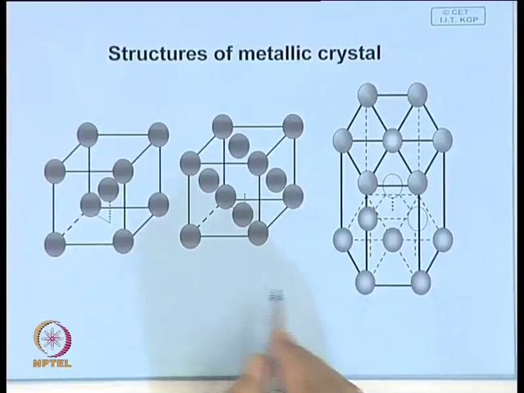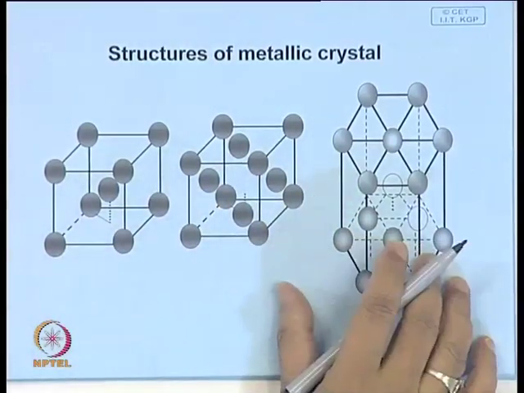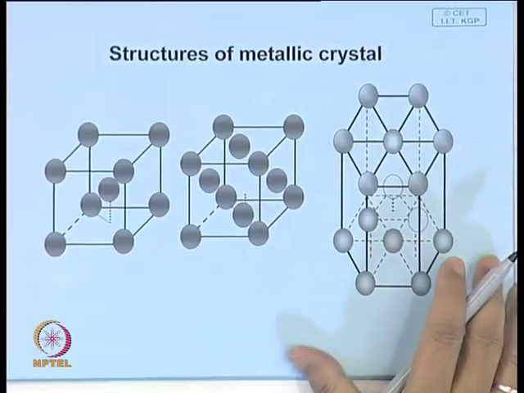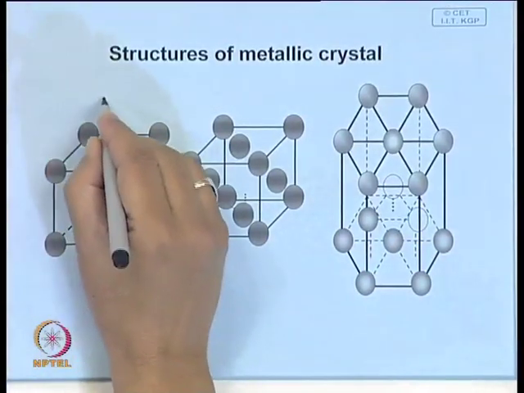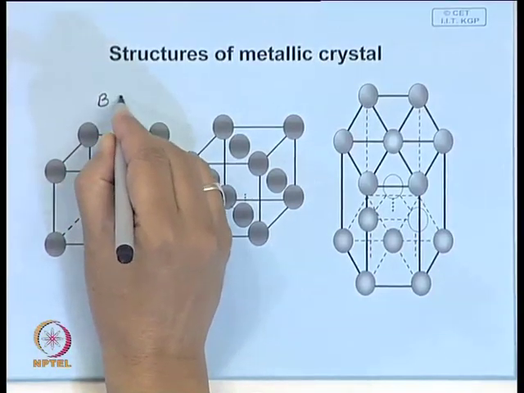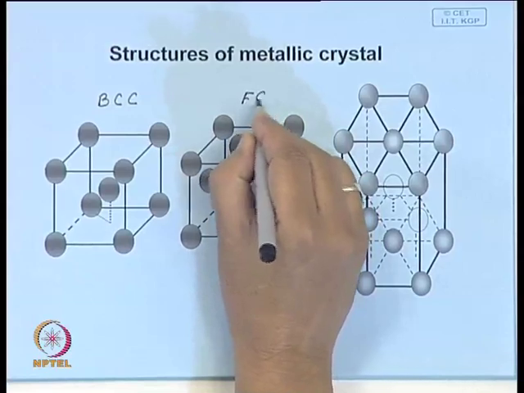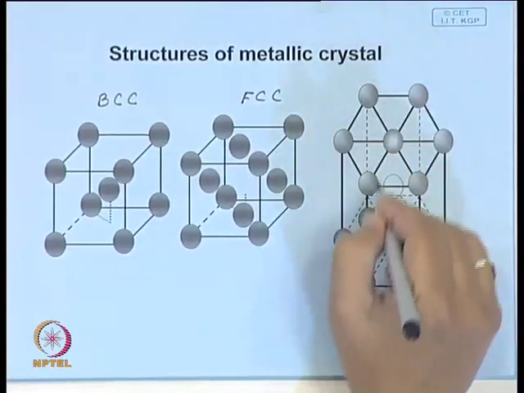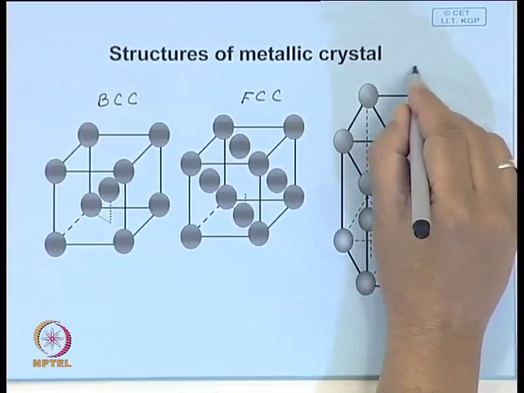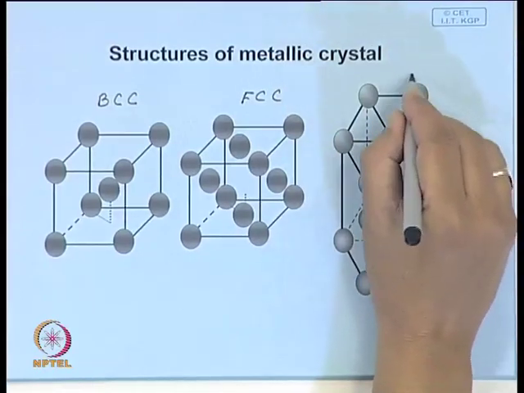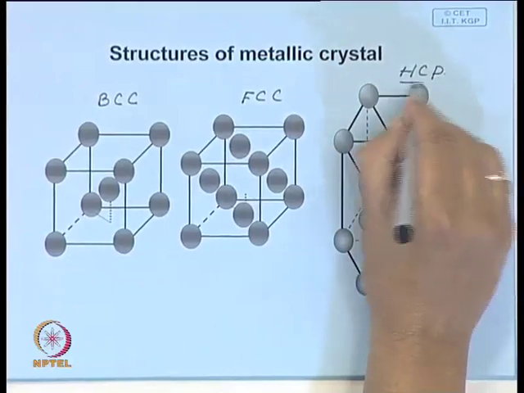Now, most of the metallic crystals belong to one of these. Not that there are no other crystal structures, but primarily this is body centered cubic, this is face centered cubic, and this structure, although it is a primitive lattice, is hexagonal. We call this hexagonal closed packed structure.